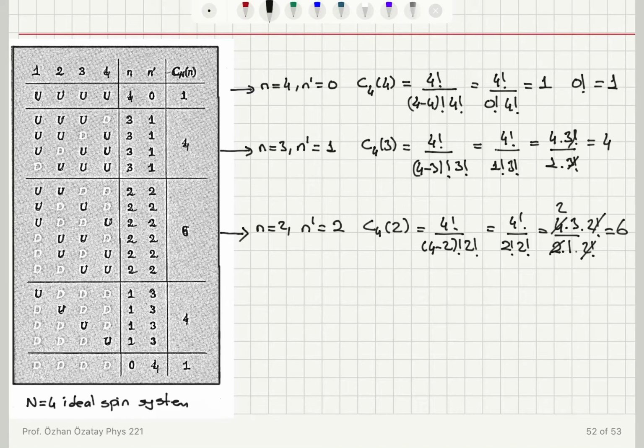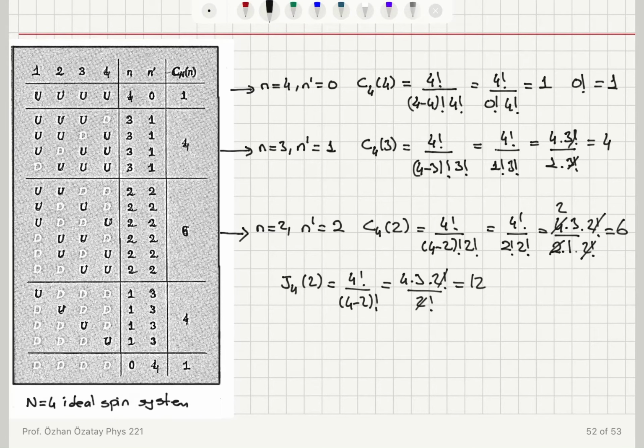If, on the other hand, for this one, I look for the number of distinct entries, that would be J42. That is 4 factorial divided by (4 minus 2) factorial. Here I would have 4 times 3 times 2 factorial over 2 factorial, which is 12. You see, I would be overcounting the number of distinct configurations. So this is the number of distinct entries.